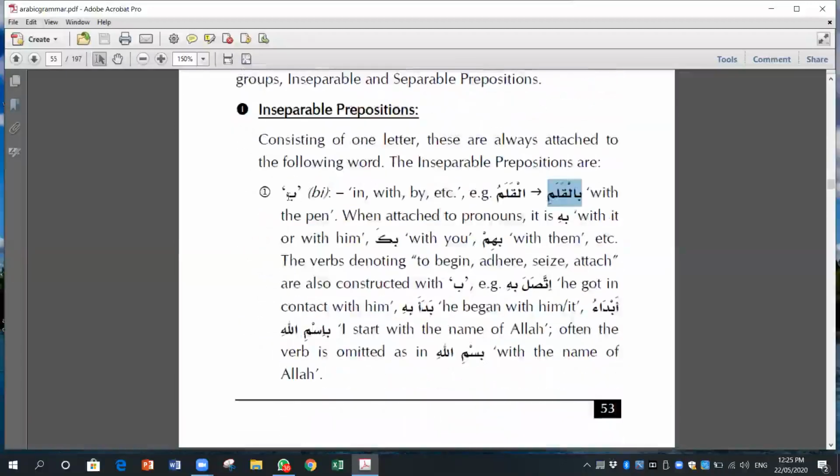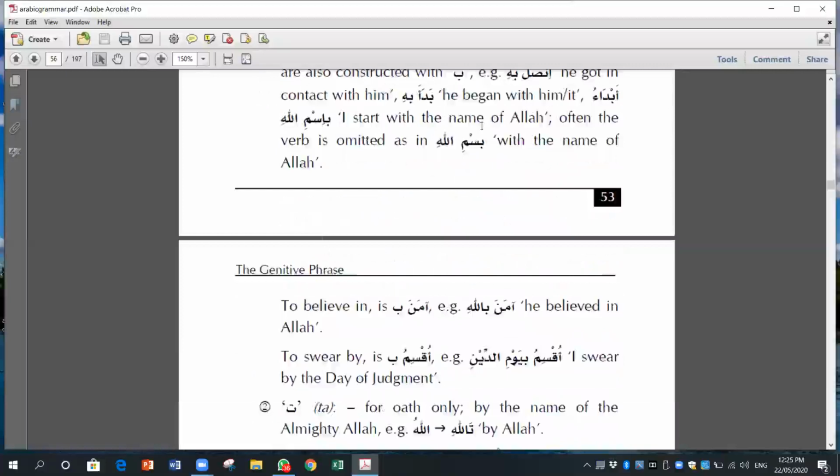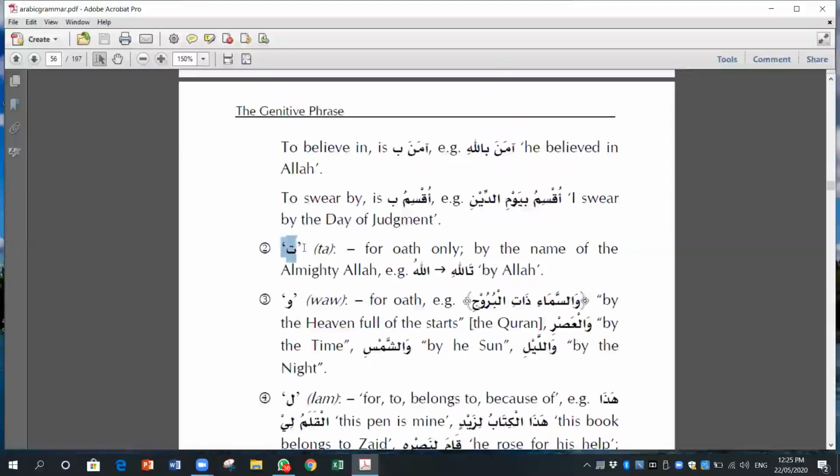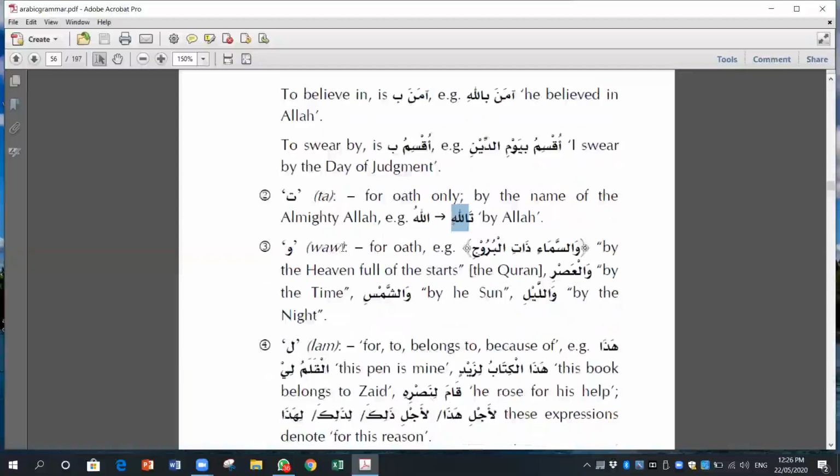So ba is one of the huruf jar. Ta is the next one. Bismillah is also an example of harf jar. Example, tallahi. Second is ta, tallahi. This kasra is here with ha, so that shows that under ha there is kasra due to this ta. So ta is the second harf jar. Tallahi, by Allah, I swear by Allah.